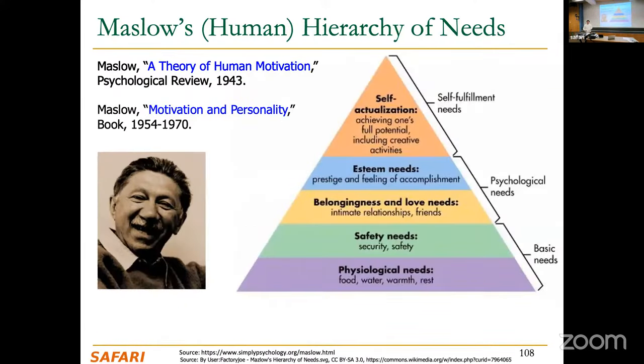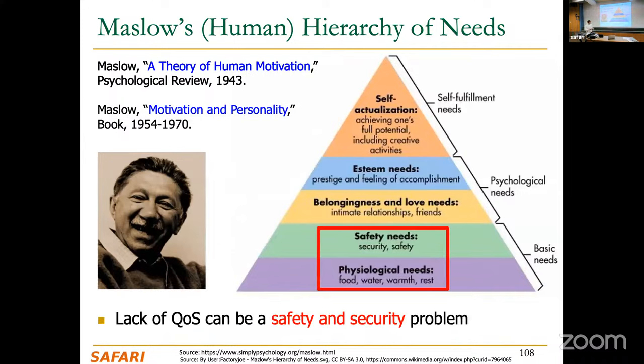You can imagine the lack of QoS, quality of service, as a safety and a security problem, right? This is Maslow's hierarchy. You have seen this multiple times in the lecture, I suppose. And why can it be a safety and a security problem? Imagine you have a security critical application and it just cannot do what it's supposed to do. You've starved it out of all computational resources. That's how it can become essentially a security or a safety problem.